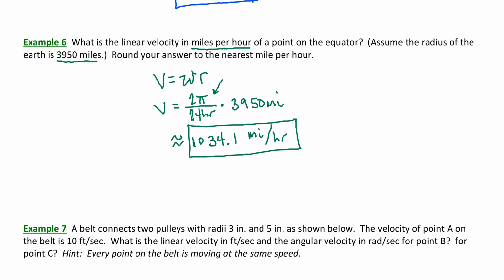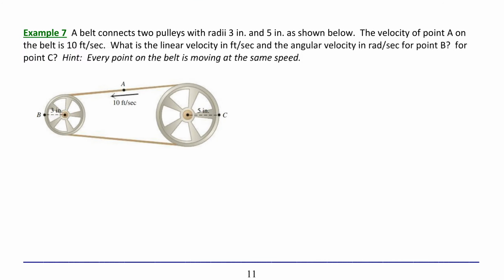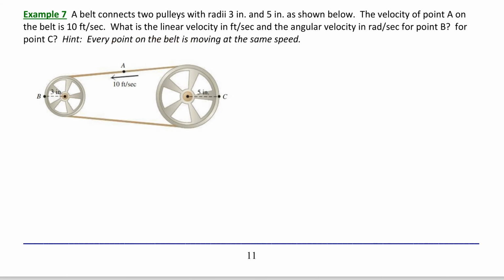Knowing the relationship between linear and angular velocity can also come in handy or be useful when you're dealing with engineering problems, such as in example 7. It says a belt contains 2 pulleys with radii 3 inches and 5 inches as shown below. The velocity of point A on the belt is 10 feet per second. What is the linear velocity in feet per second and the angular velocity in radians per second for point B and also for point C?